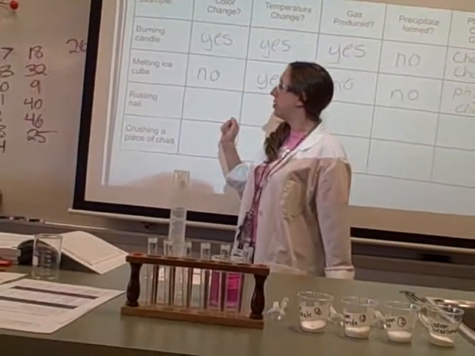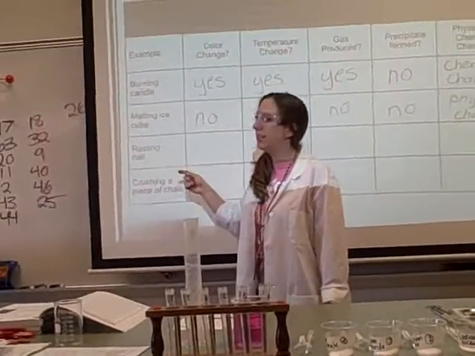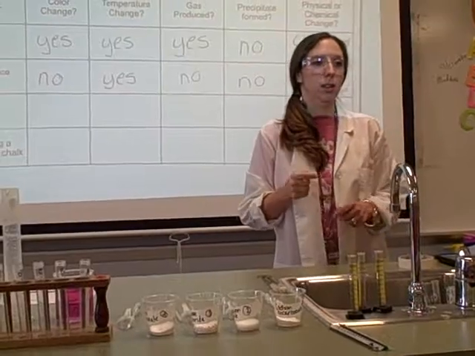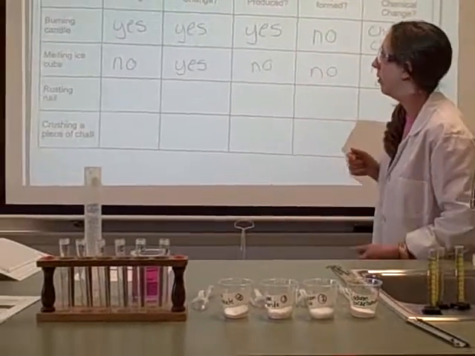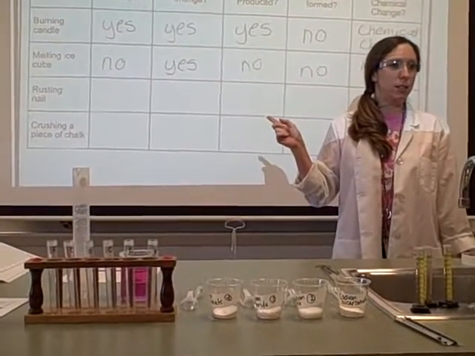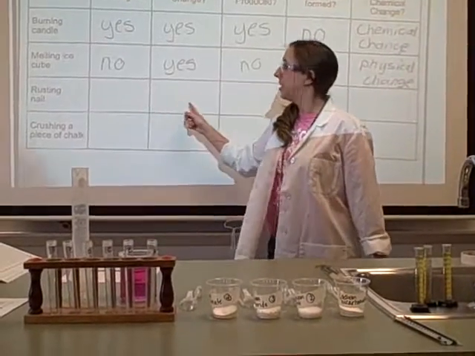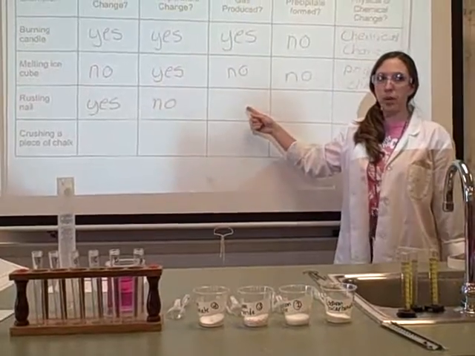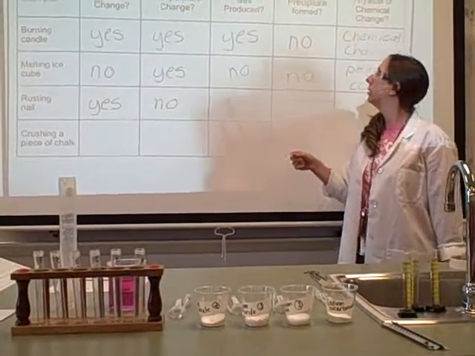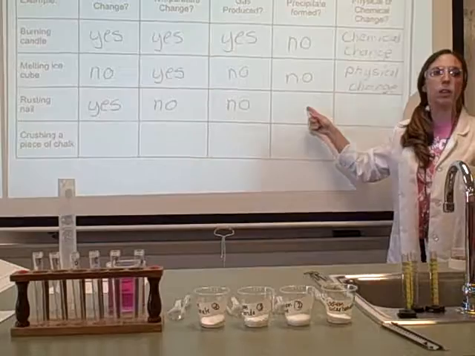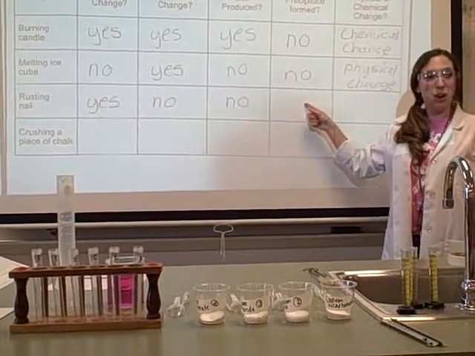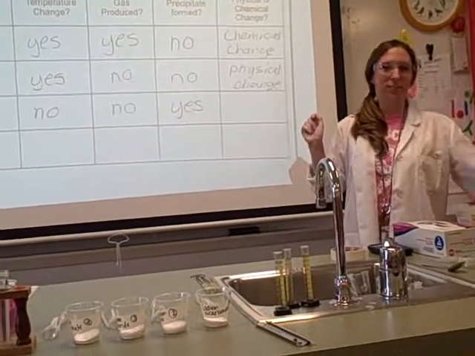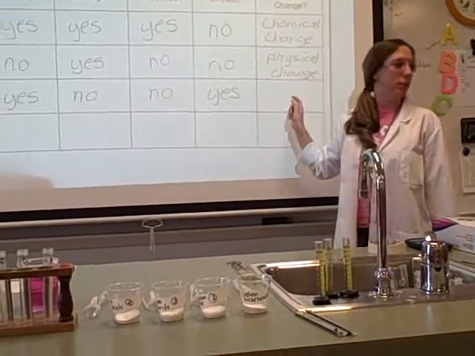Okay, this one's a little bit tricky, but I think y'all can get it. A rusting nail. I mean a nail like a hammer and nail that you build a house with, not a fingernail. Is there a color change when a nail rusts? Yes. Is there a temperature change? No. Is there a gas produced? No. Is a precipitate formed? Yes, the rust itself. So is that physical or chemical? Chemical.